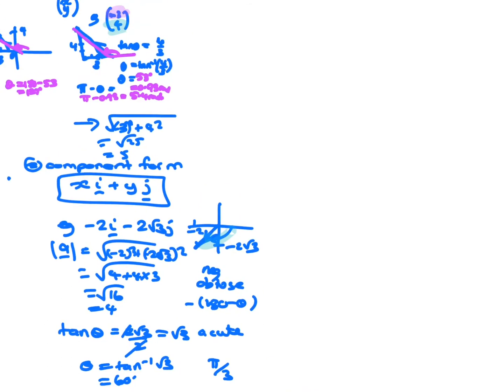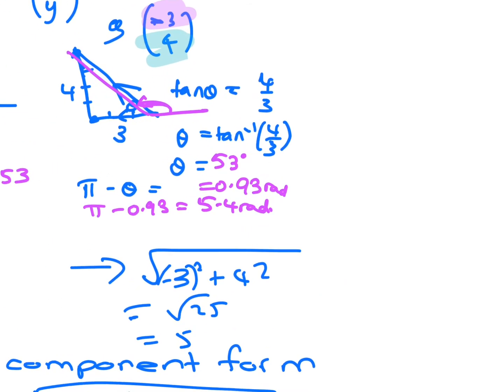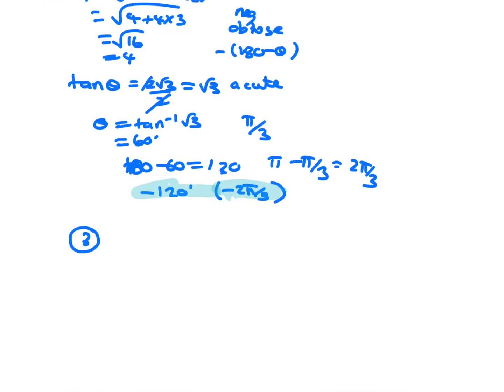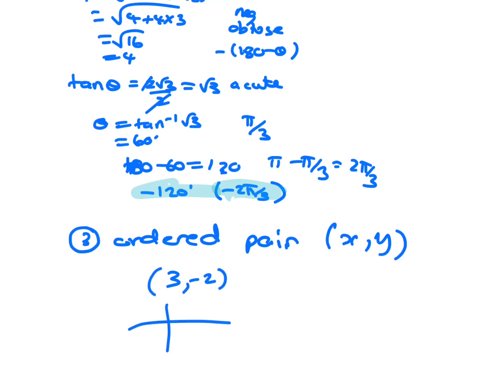So the first one I did was just an obtuse angle, and it turned from here. The last type is an ordered pair. An ordered pair is just where you have x, y. So you could have 3, minus 2. So 3, minus 2 would be across 3 and down 2. That's there. Tan theta equals 2 on 3.